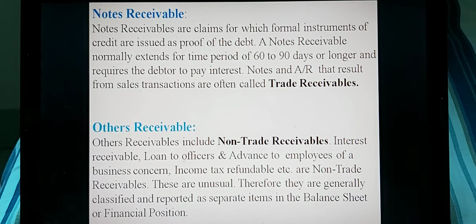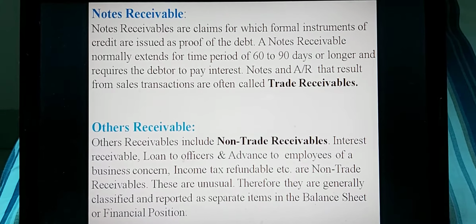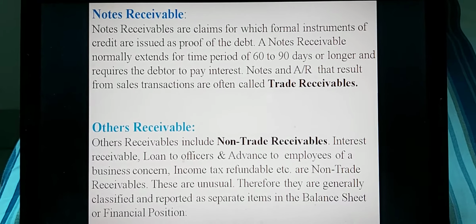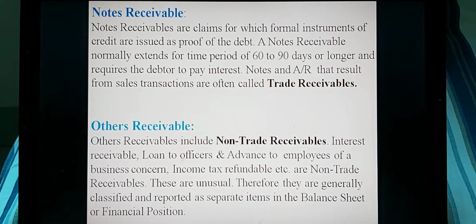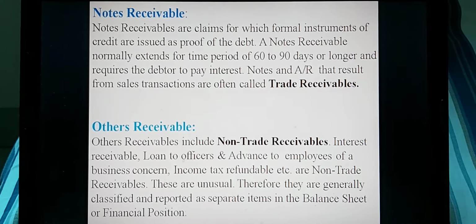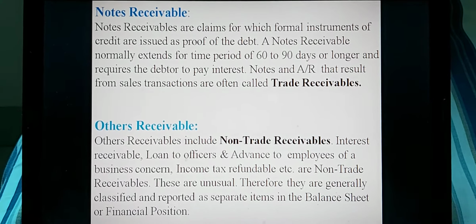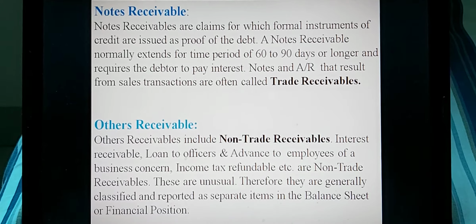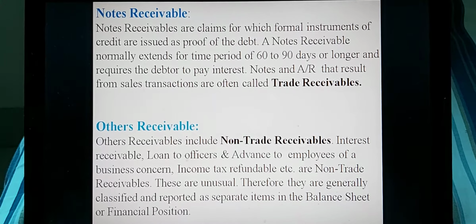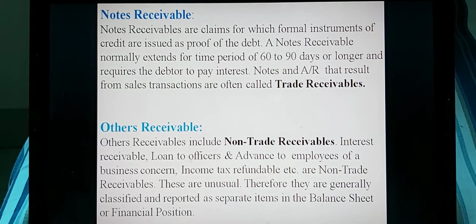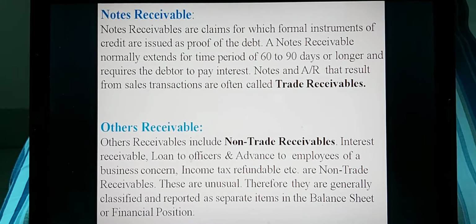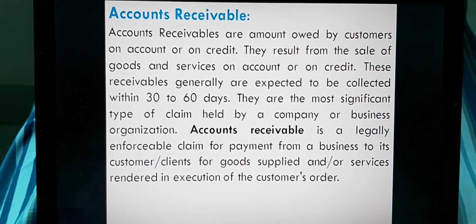Repeat again, what is others receivable? Others receivable include non-trade receivables such as interest receivable, loan to officers and advances to employees of a business concern, income tax refundable, etc. These are unusual. Therefore, they are generally classified and reported as separate items in the balance sheet or financial position.